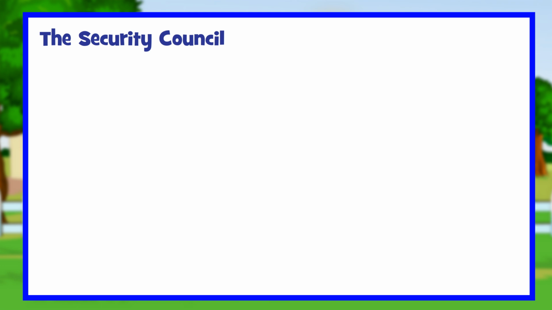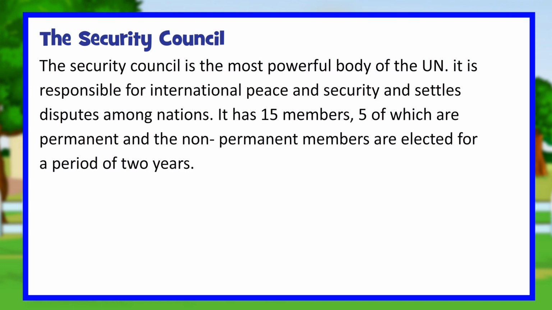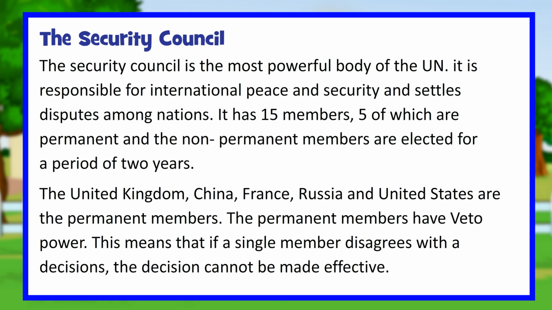The Security Council. The Security Council is the most powerful body of the UN. It is responsible for international peace and security and settles disputes among nations. It has 15 members, 5 of which are permanent and the non-permanent members are elected for a period of 2 years. The United Kingdom, China, France, Russia and United States are the permanent members. The permanent members have veto power. This means that if a single member disagrees with the decisions, the decision cannot be made effective.